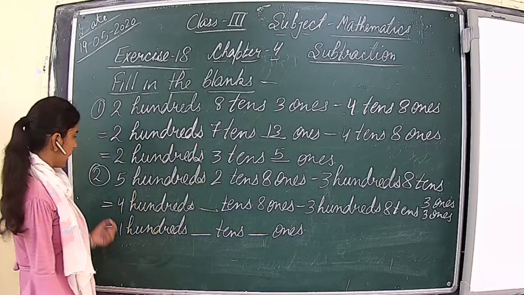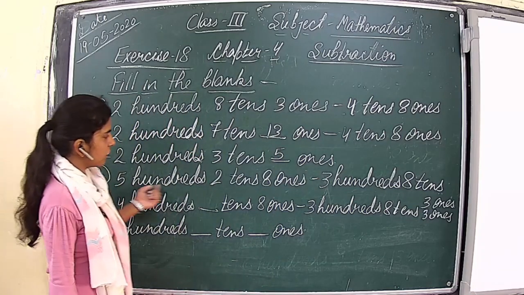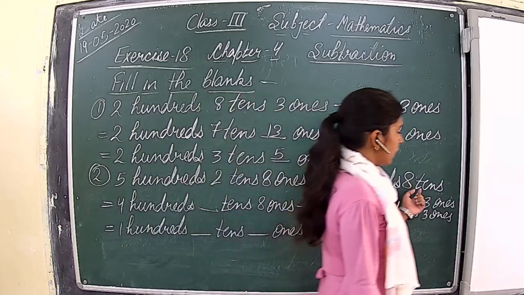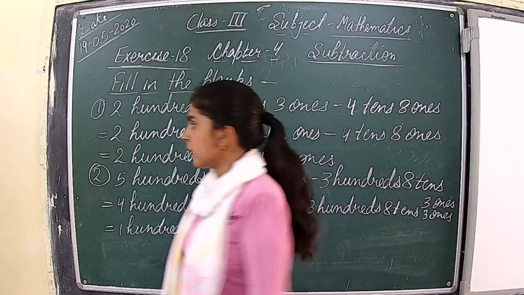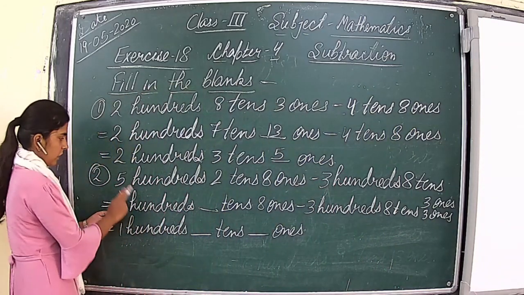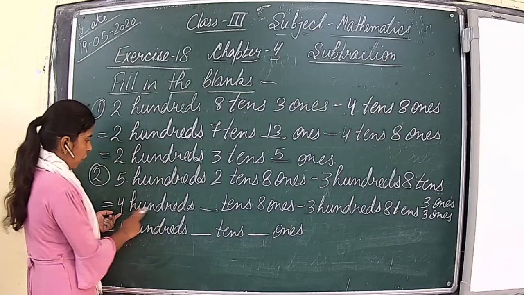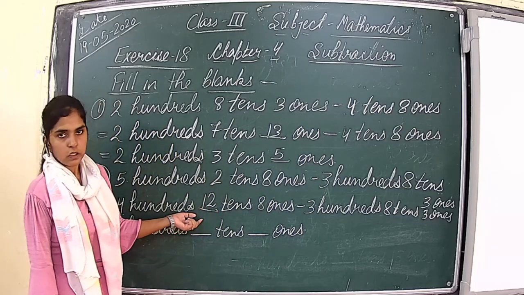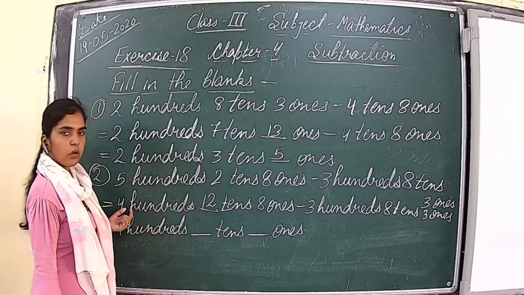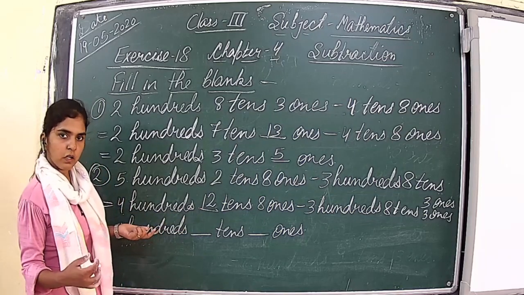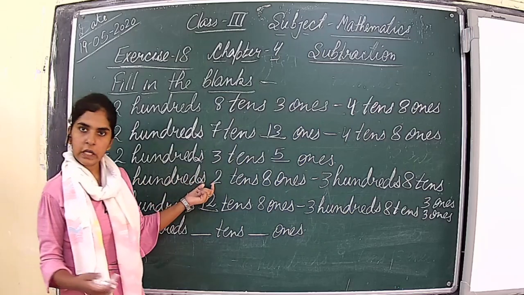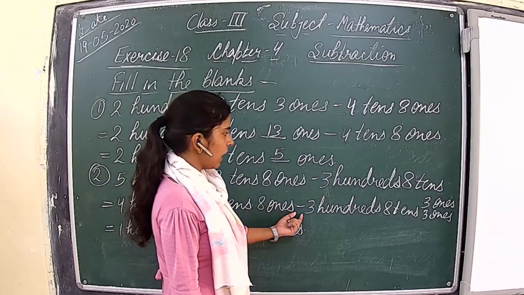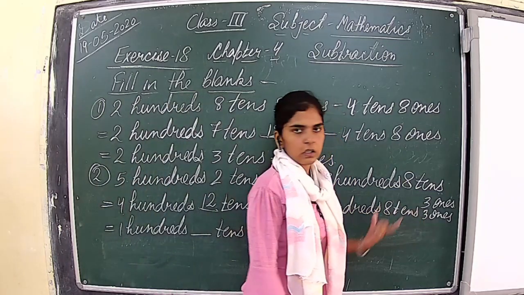Now next question. 500, 2 tens, 8 ones minus 300, 8 tens, 3 ones. Let us see. 5 becomes 4, 400. So 2 tens must become 12. It must become 12 because 5 becomes 4 now, 5 is reduced by 1. It means from the 5 we borrow, so 2 will become 12. 12 tens, 8 ones minus 300, 8 tens, 3 ones.